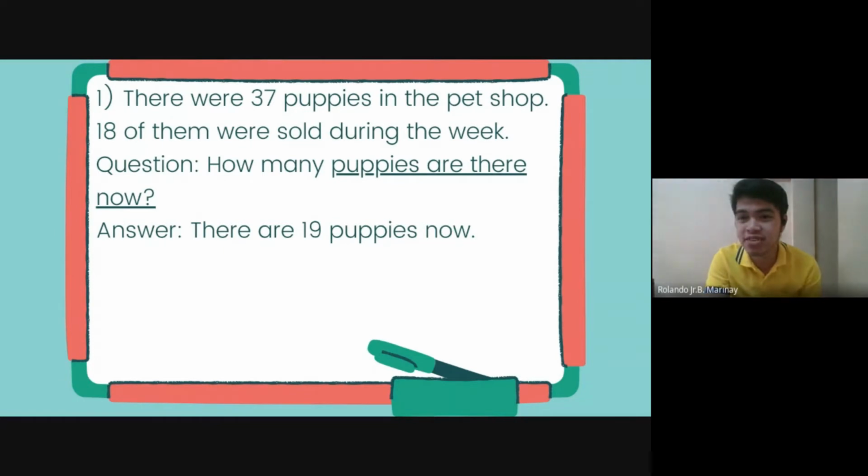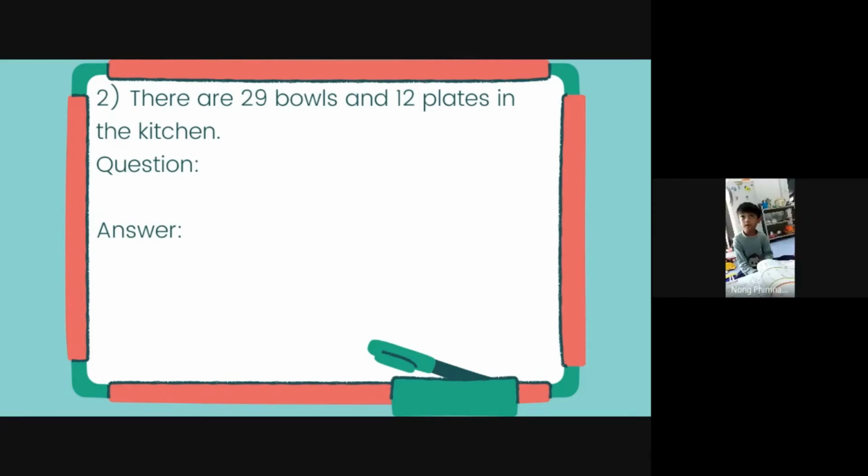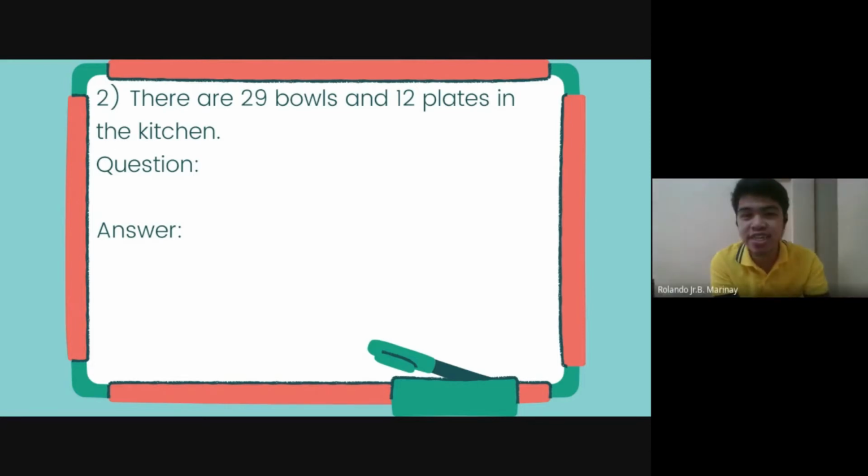Everybody finished, right? So let's move on to number 2. Good job. Number 2. Who can read the sentence? Very good. Smile, can you read it? Can you turn on your microphone, please?